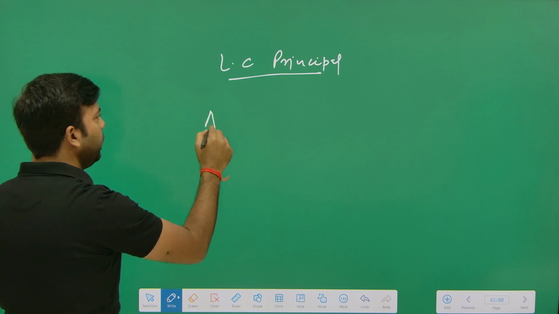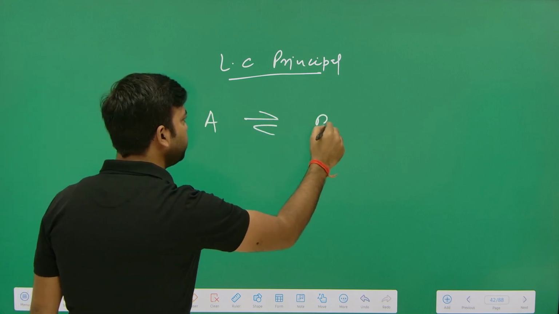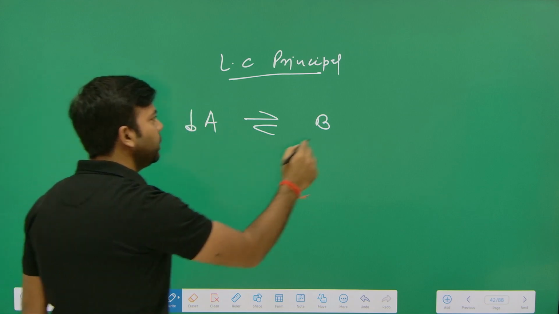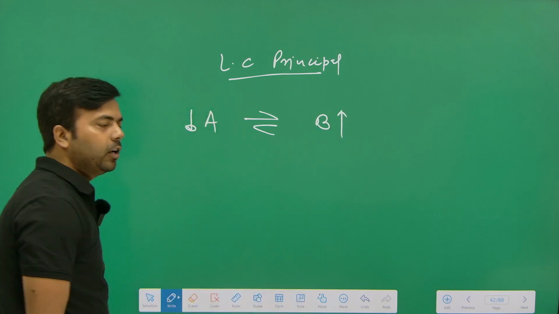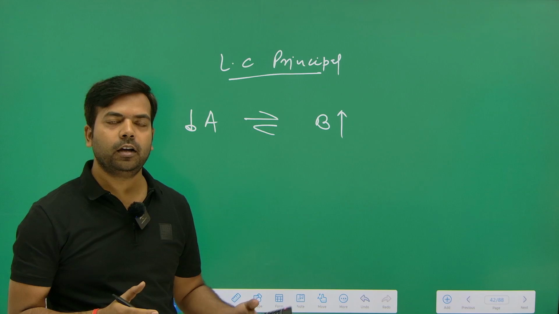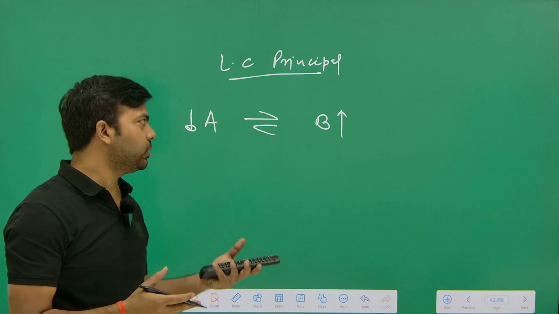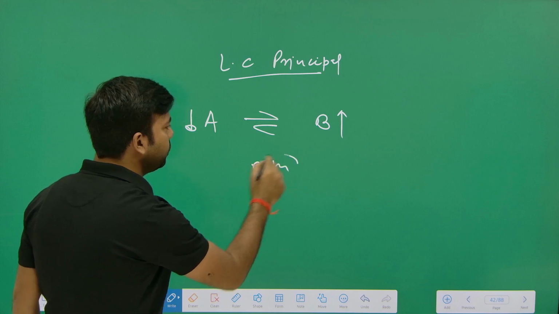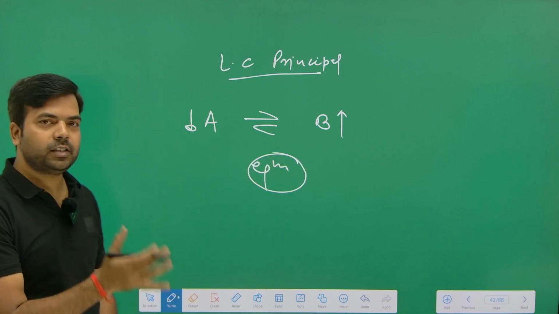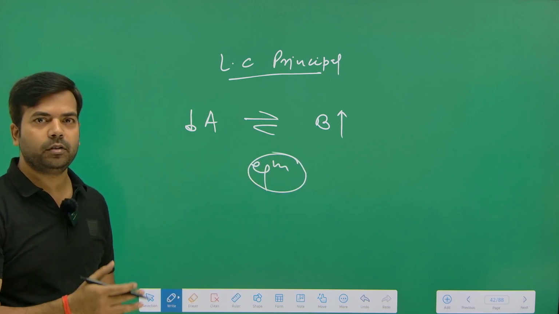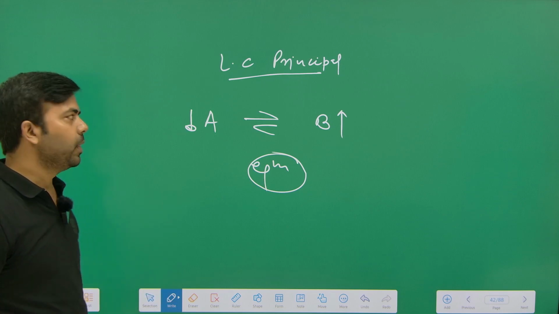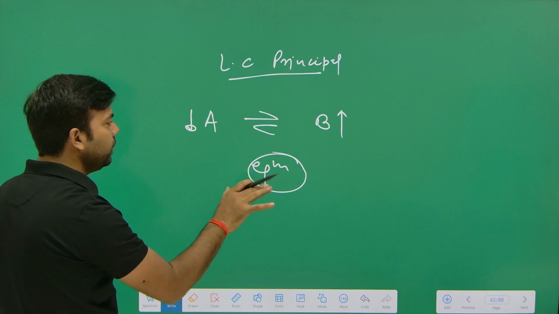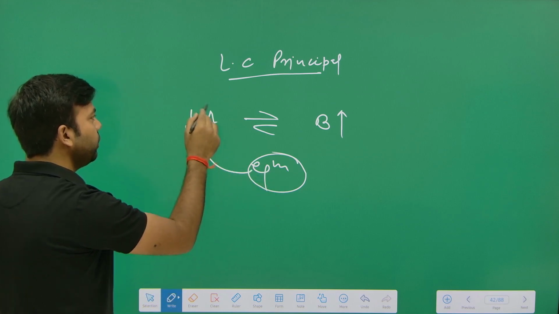Suppose you have A and B like this. It is very simple. Whenever A is decreasing, B is increasing. An equilibrium's job is to maintain the balance. So suppose here we have equilibrium. The thing which is lesser in amount, the equilibrium always favors that thing. So you can see A is lower in number or decreasing. So to maintain the balance, equilibrium will favor A.